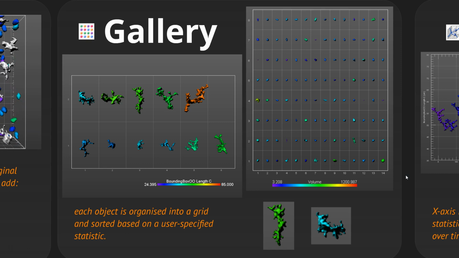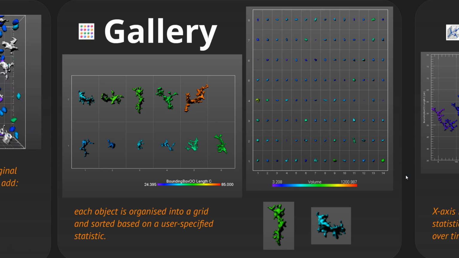And you can sort them based on any statistic you want. It could be volume, it could be intensity, it could be the longest principal axis. So in the case of the dendritic cells here, I've basically sorted these based on their longest principal axis, the stretch for the dendritic cell. So you're basically seeing them all in a grid at the same time, and it can be really useful.